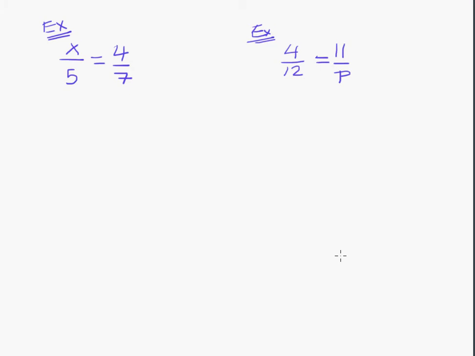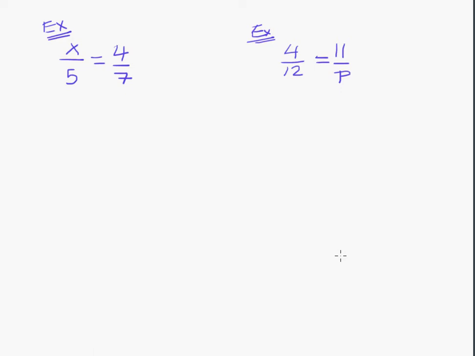In these two examples, we see that we have two ratios set equal to each other. Remember that a ratio is just a comparison of two numbers. In x divided by 5, or the fraction x over 5, the quantity x is being compared to 5. When we set two ratios equal to each other, we call them proportions.